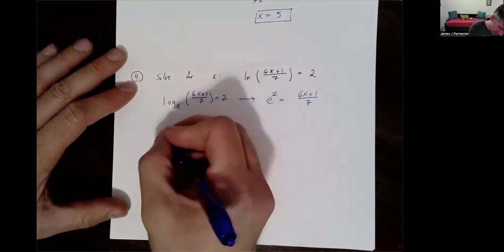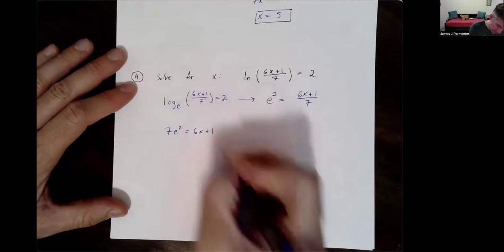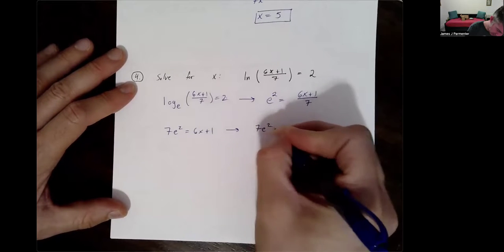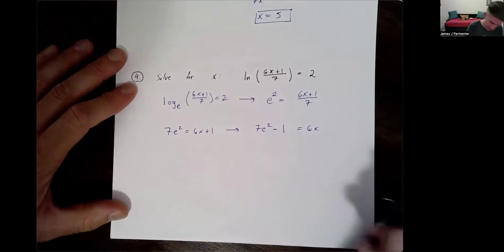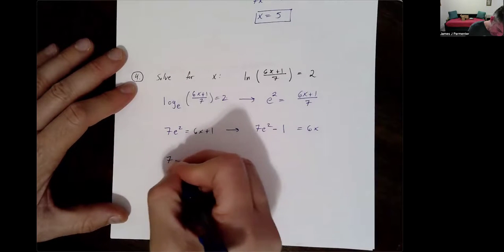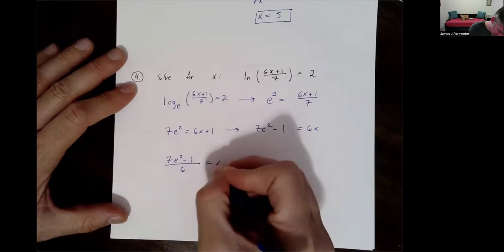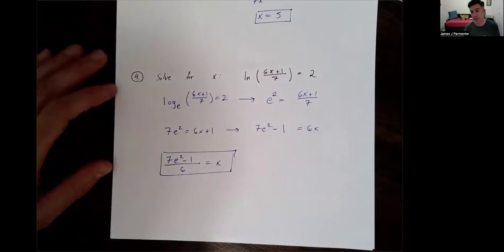Multiply both sides by 7 to get 7 times e squared equal to 6x plus 1. Subtract 1 from both sides. So you get 7e squared minus 1 equal to 6x. And finally, divide both sides by 6. So that 7e squared minus 1, all divided by 6, is equal to x. And that is our final answer. It cannot be simplified any further.